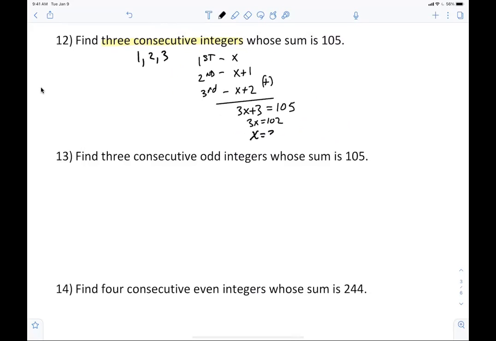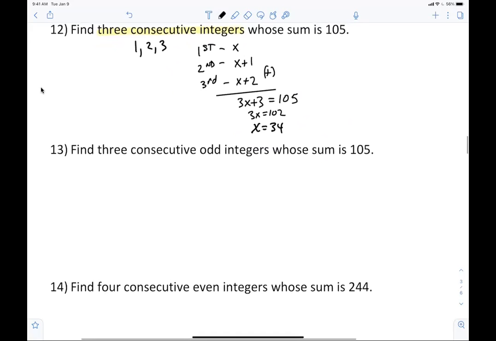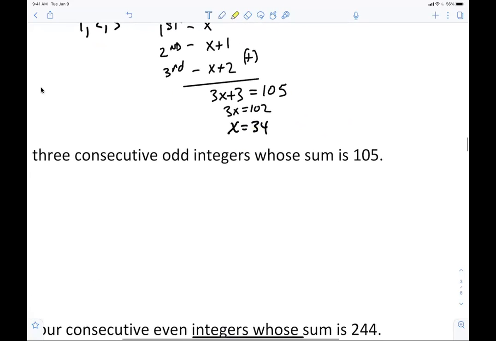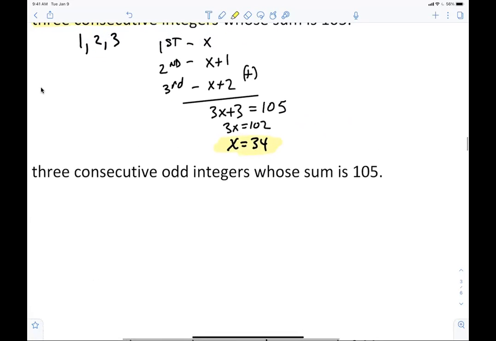X equals 34. Now, x equals 34, of course, is the first number. So if you're writing consecutive numbers, you start with 34, then write 35, and then write 36. That's all there was to consecutive integers.